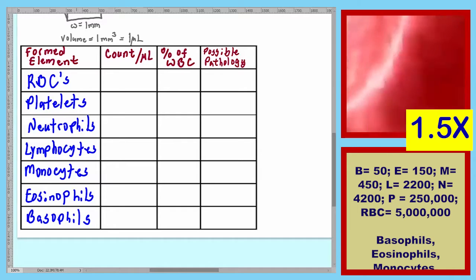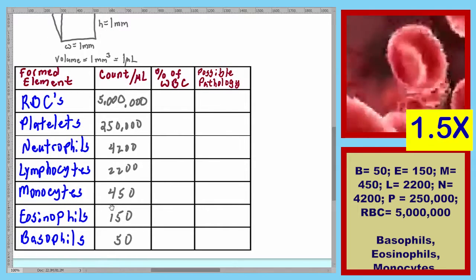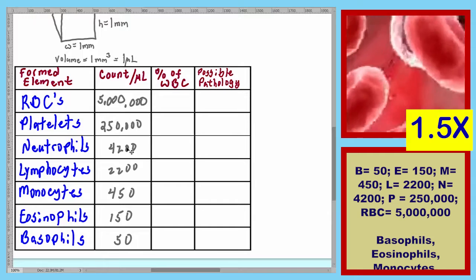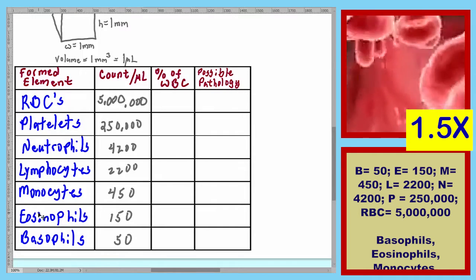So let's represent those numbers here. So here we've shown the counts of the individual formed elements. There are 5 million red blood cells, 250,000 platelets, 4,200 neutrophils, 2,200 lymphocytes, 450 monocytes, 150 eosinophils, and 50 basophils in 1 microliter of blood.